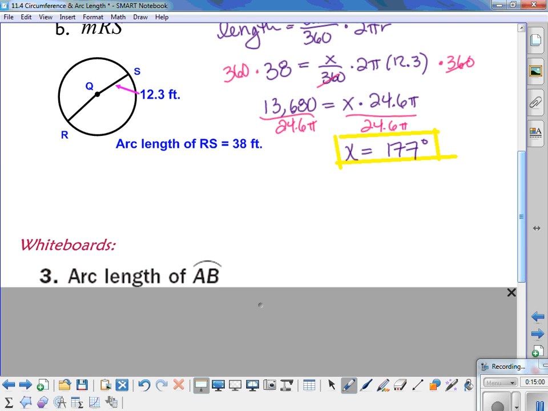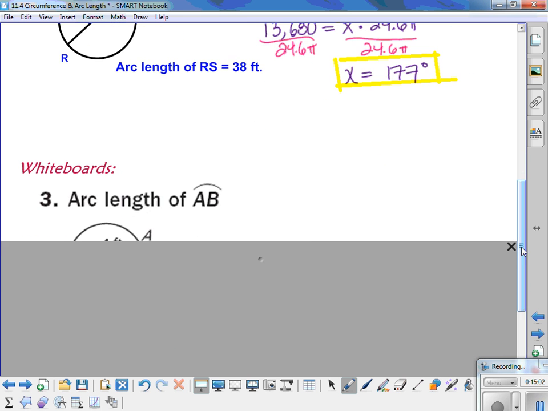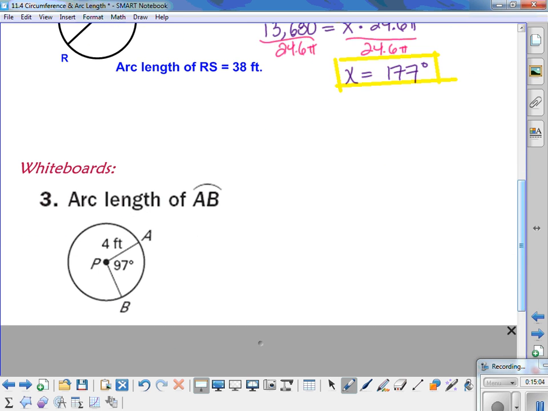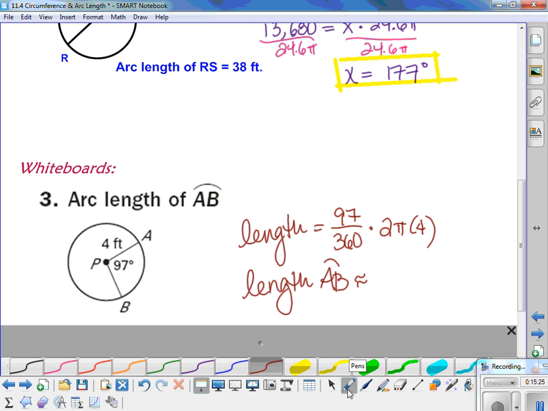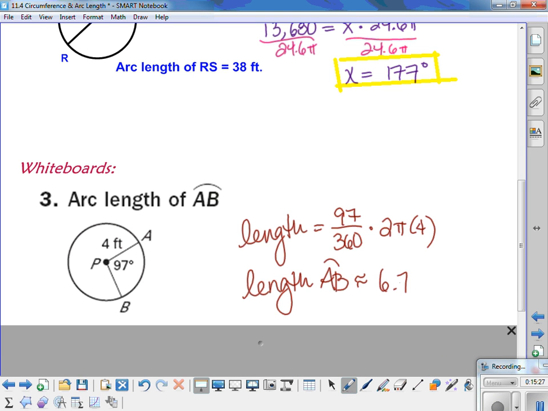All right, so here's one for you to try on your own. Find the arc length of AB. Pause the video now. Okay, so you should have done 97 over 360 times 2 times pi times 4. And if you put all that in your calculator, you should have come up with approximately 6.77 feet.